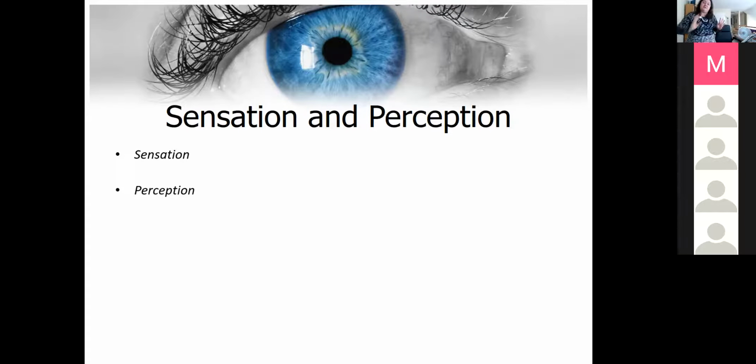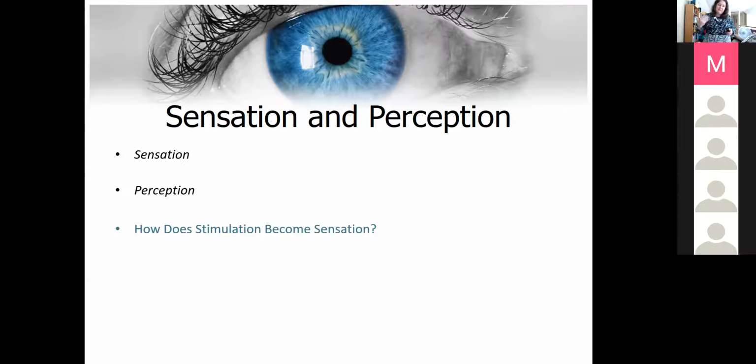And other things as well, right? So being able to recognize someone who might be attractive to you, who you might want to mate with in the future, things along those lines. How does stimulation become sensation?